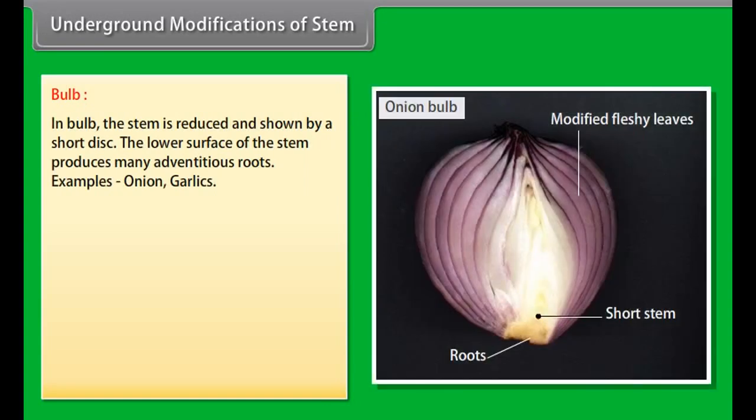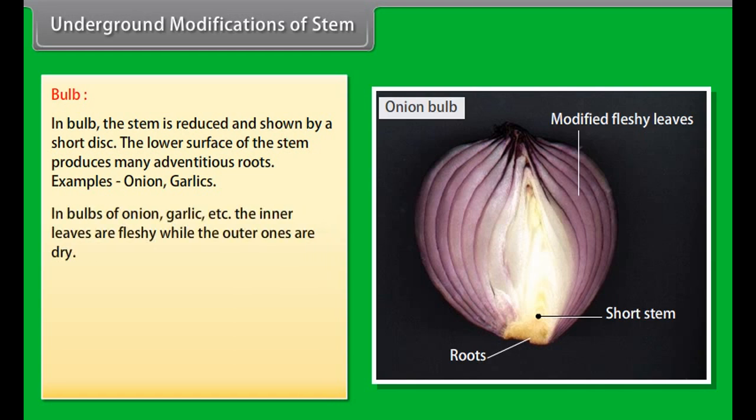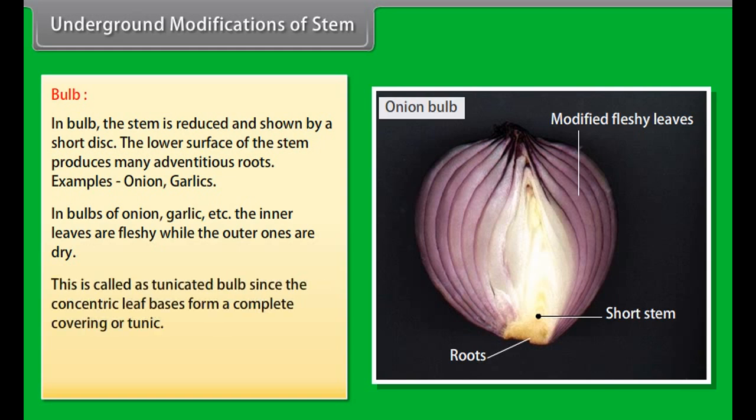Bulb. In bulb, the stem is reduced and shown by a short disc. The lower surface of the stem produces many adventitious roots. Examples, onion, garlic. In bulbs of onion, garlic, etc., the inner leaves are fleshy, while the outer ones are dry. This is called a tunicated bulb, since the concentric leaf bases form a complete covering or tunic. The apical bud of the bulb produces shoot.